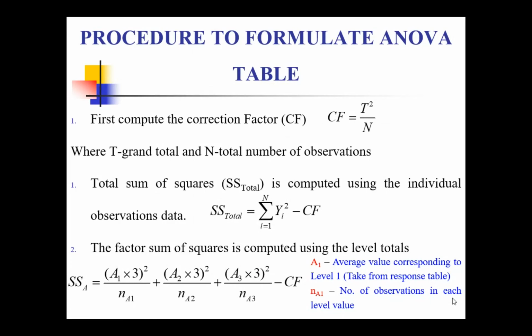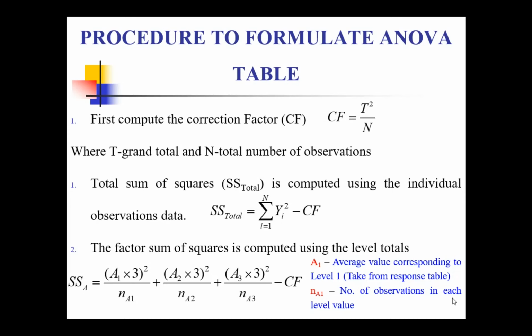For example, flank wear: if I am going to run an L9 orthogonal array, it means 9 values I am going to just add. So that is my T. So T square divided by N. The number of experimental runs is 9. So T square divided by N.